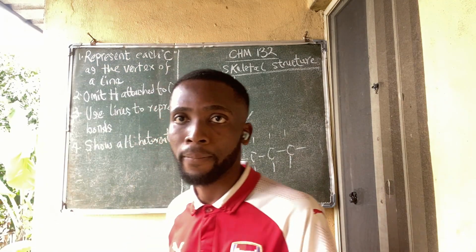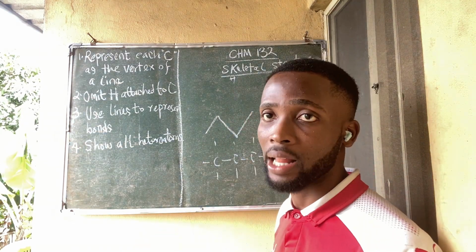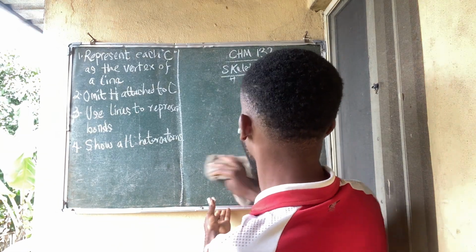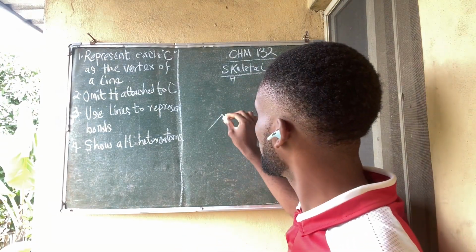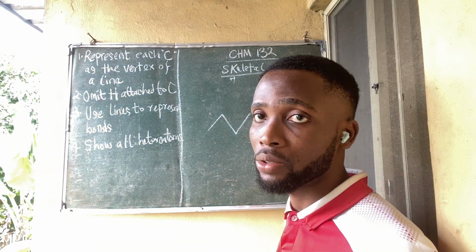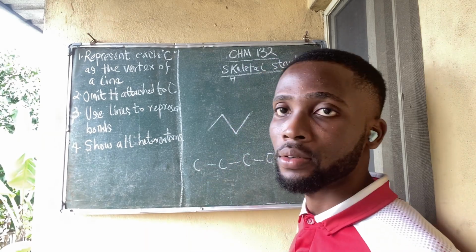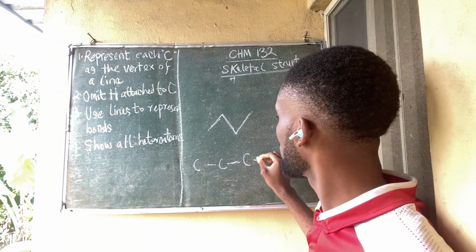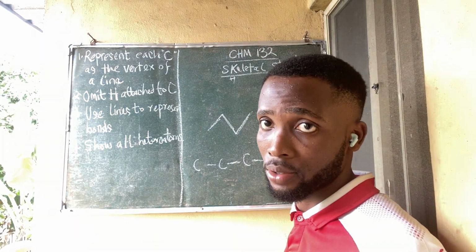Alright, let's continue by considering rule number 3. Rule number 3 says use lines to represent bonds. So still using the butane, each of these lines represents the bonds, while the verticals represent the carbon atoms. So this bond here represents this bond here represents this. Okay, you get it now, right?